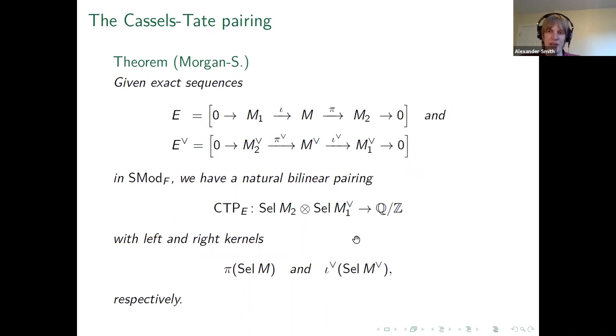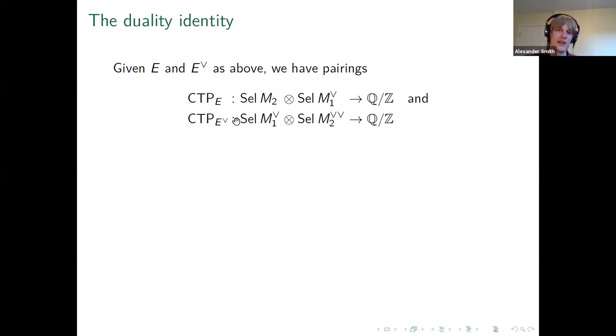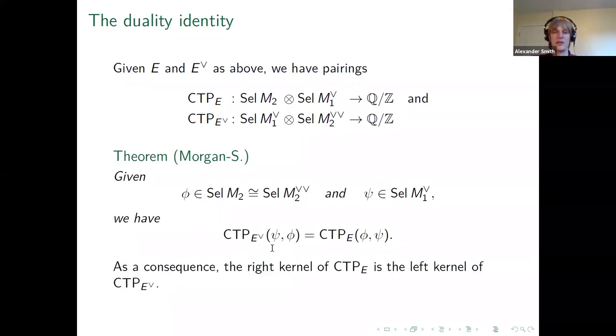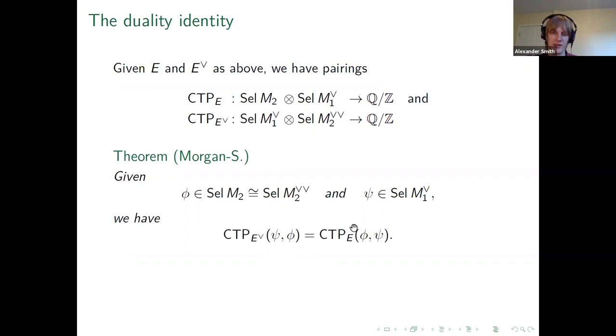And this points to something a little deeper, one of the crucial properties of the Cassels-Tate pairing. If you have an exact sequence in S mod F and you have its dual exact sequence, these M1 check, we have obviously correspondences between these two objects, they're the same. And these two objects are also naturally isomorphic because M2 and M2 check map to each other under the evaluation isomorphism. And so the theorem is that if you have phi and psi in the Selmer group of M2 and the Selmer group of M1 check, then the Cassels-Tate pairing of phi and psi equals the Cassels-Tate pairing with respect to the dual of psi, phi. And so in particular, the right kernel of this pairing has to be the left kernel of this pairing, which allows us to come up with this.